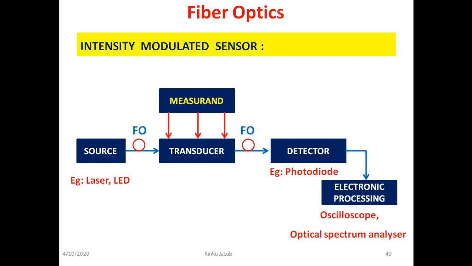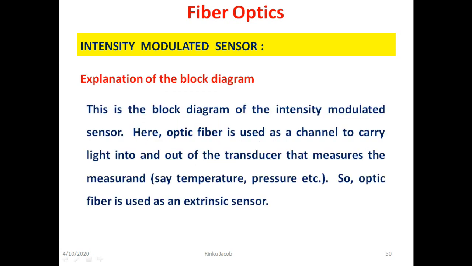The detector can be a photodiode or a phototransistor which converts the modulated light information into corresponding electrical signals. This is then used for further electronic processing to make an information that can be interpreted. The electronic processing unit can be an oscilloscope or optical spectrum analyzer. This is the explanation of the block diagram of the intensity modulated sensor.